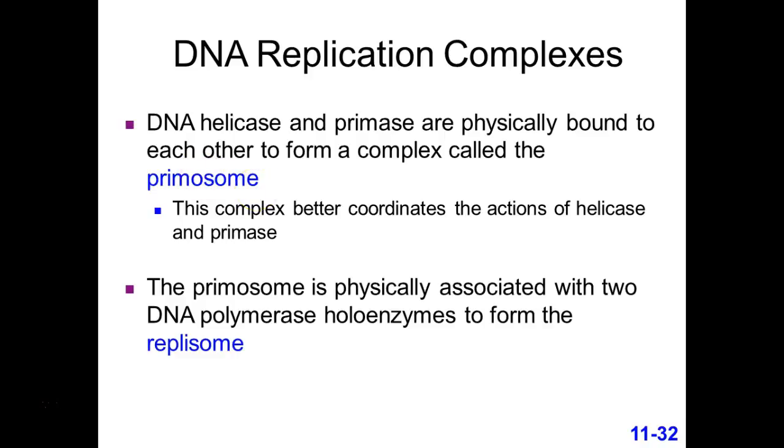Then we go one step further. Notice two DNA polymerase whole enzymes. So this is DNA polymerase 3, which is actually multiple proteins that form this whole big complex known as DNA polymerase 3. Two of them bind with the helicase and the primase. This is referred to as the replisome, because that's where replication happens, right?